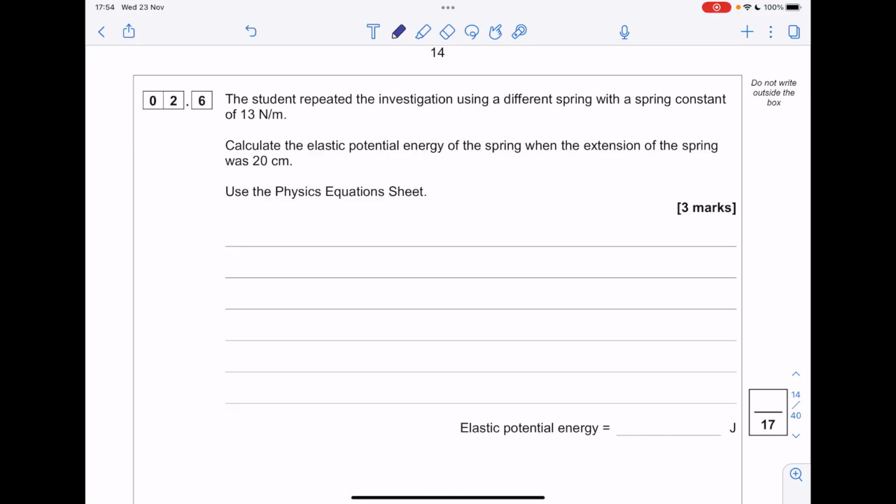The student repeated the investigation using a spring with a spring constant of this. Calculate the elastic potential energy of the spring when the extension of the spring was 20 centimeters. Use the physics equation sheet. So let's use this equation.